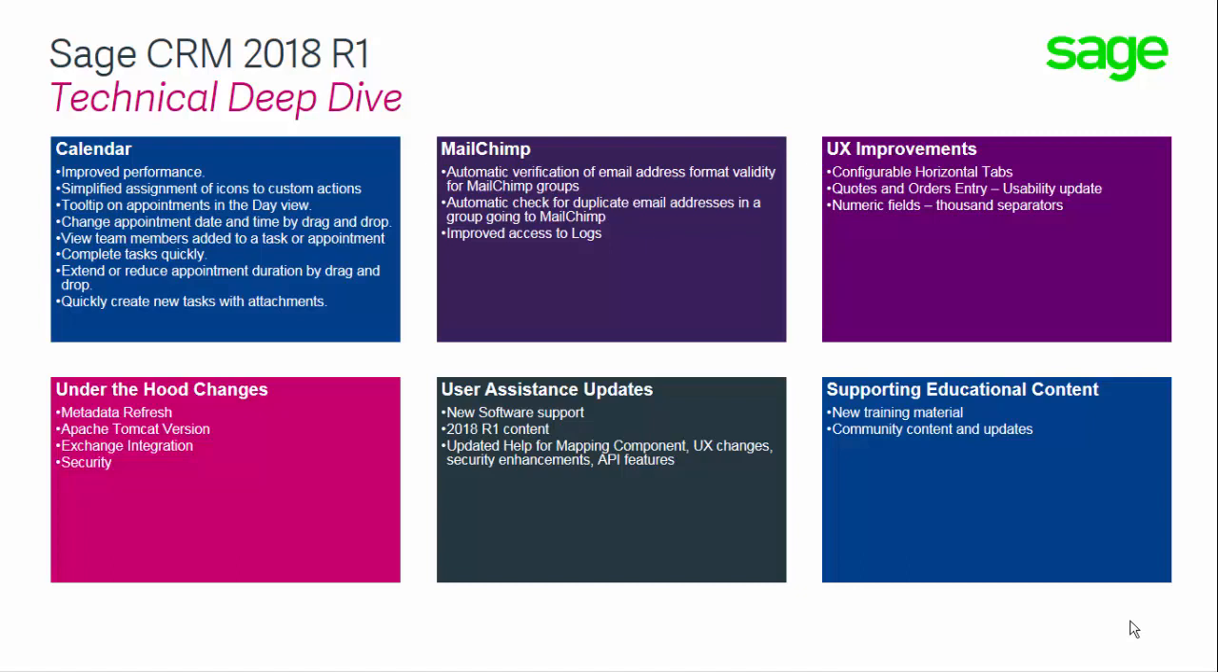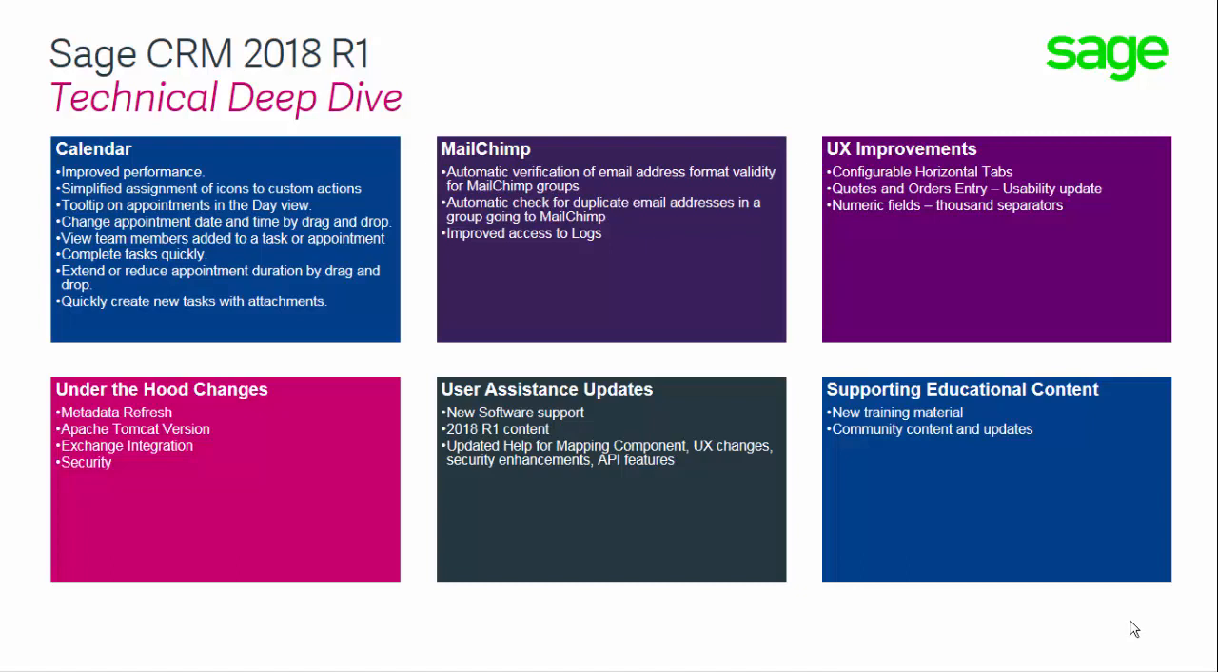If you think back to when Sage CRM 2017 R1 was released, that's a whole release ago, it introduced an entirely new way of drawing and controlling the calendar. Back when 2017 was released, not all the existing calendar features could be implemented, and so the changes continued in 2017 R2.